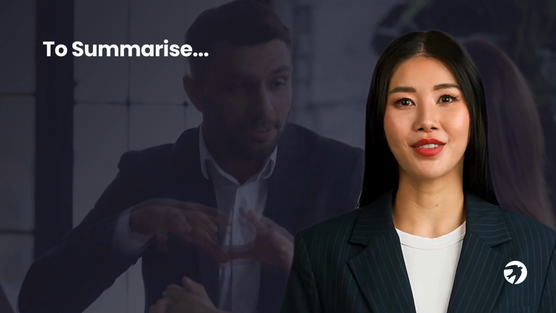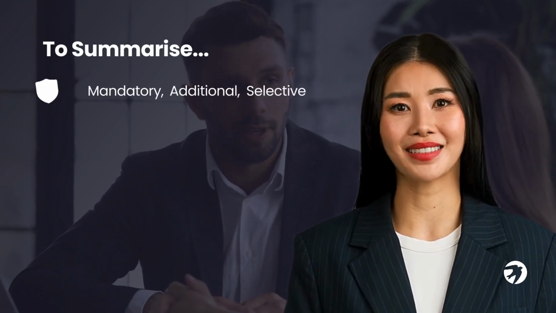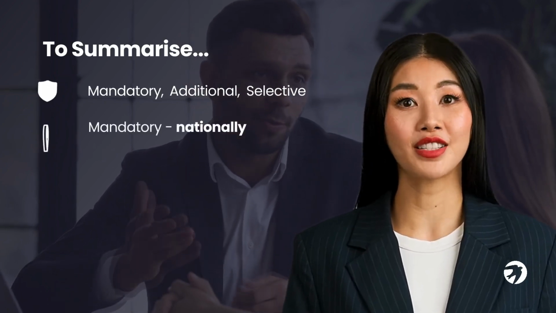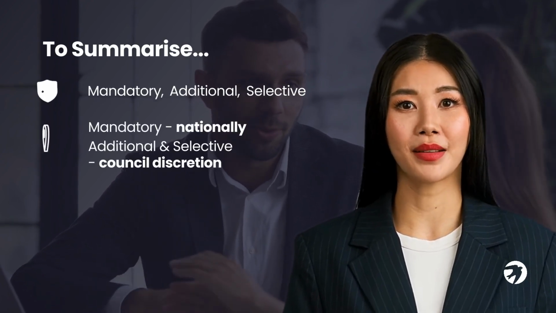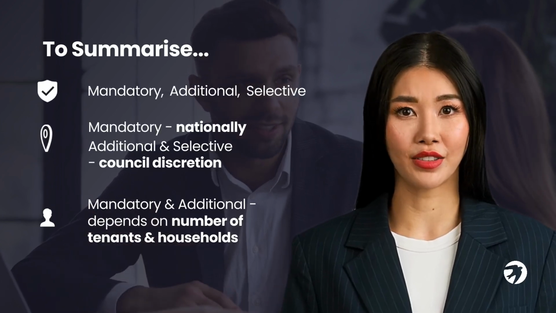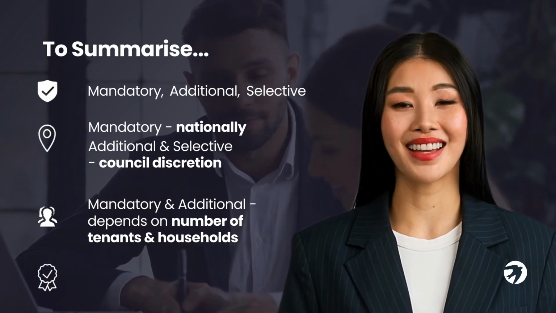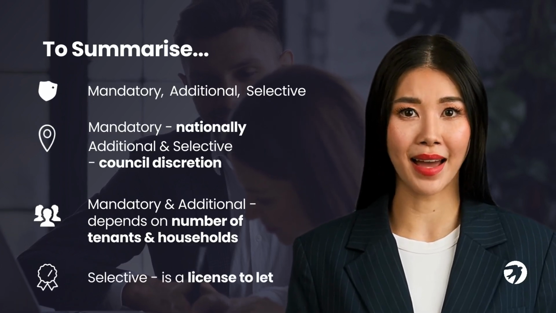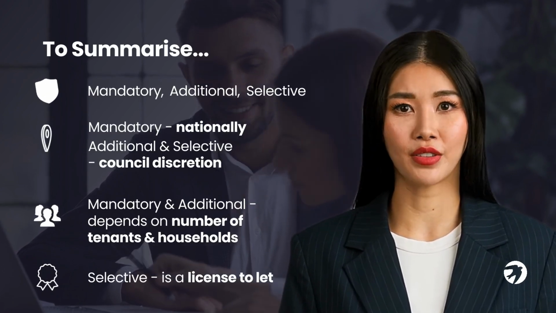To summarize, firstly, there are 3 types of licenses: mandatory, additional, and selective. Secondly, mandatory licensing applies nationwide, while additional and selective licensing only apply if the local council chooses to implement them. Thirdly, whether you'll require a mandatory or additional license depends on the number of tenants and households in your property. Finally, in areas where selective licensing is in place, you can look at this as a license to let. It applies to all rental properties, regardless of tenants or households.